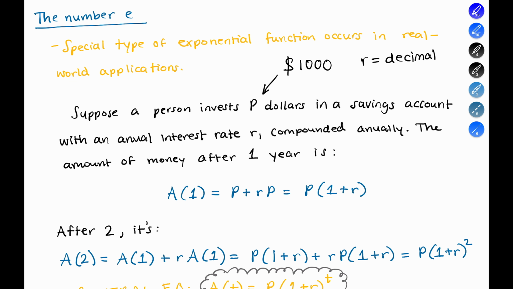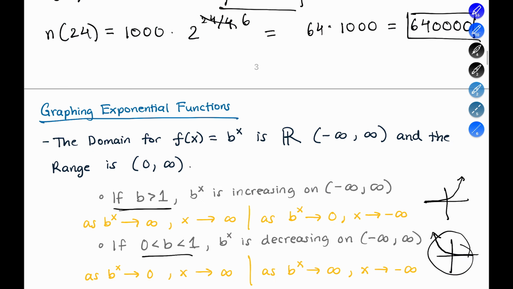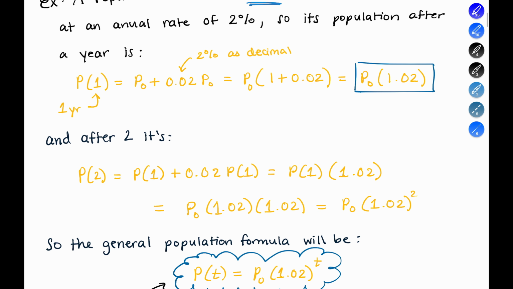So the amount of money after 1 year is, this is the function A of t, where t is the amount of time in years. So A of 1, so after 1 year, that would be equal to P plus P times the interest rate, which is R, and then when you factor out the P, you get P times 1 plus R. We did a very similar thing in the beginning of the video, right over here. It's the same process over here.